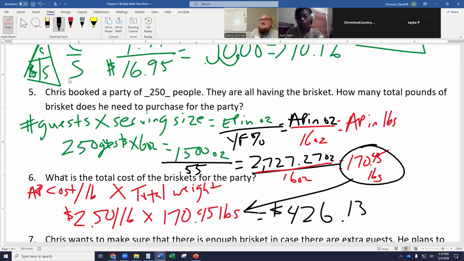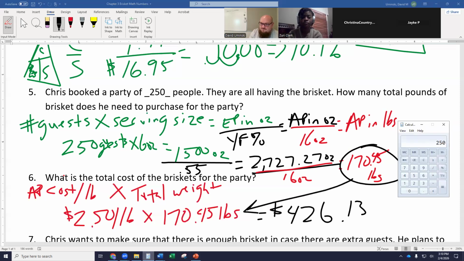You think, wow, that's a lot of money for brisket, $426. Well, it's even more now, with prices going up. But even then, at $426, that's how much it costs me to make. But I'm selling 250 servings at $16.95 each. That's $4,237 in sales that I'm getting. And then I'm going to pay for that $426 out of those sales. Okay.